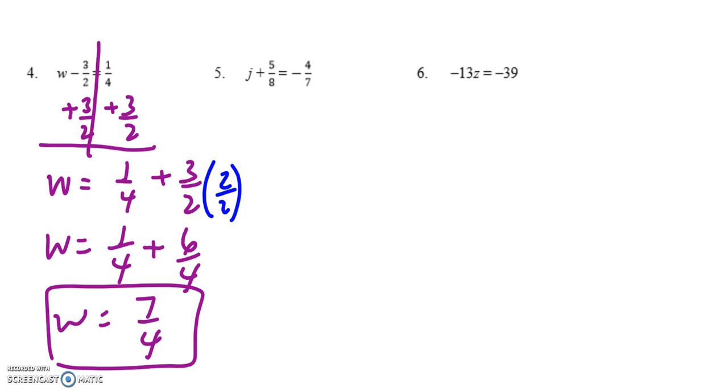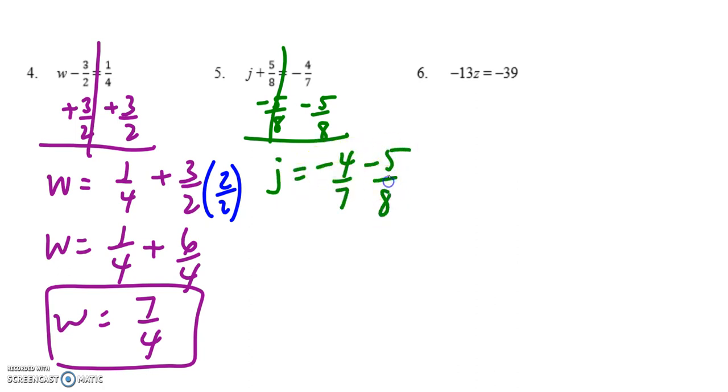Number 5, your goal is to get j isolated, and that 5/8 is in the way. And so this time we're adding. So to get it to the other side, we have to subtract. These combine to be 0 and cross out. So we have j equals negative 4/7 minus 5/8.